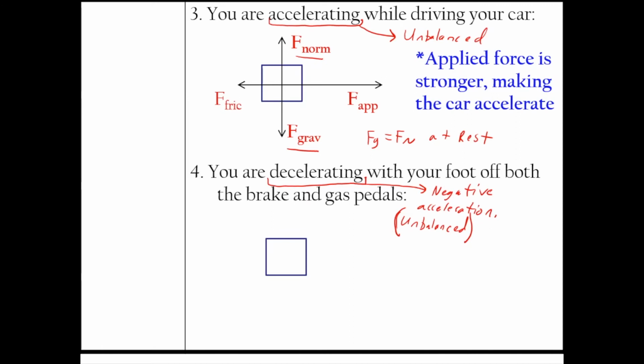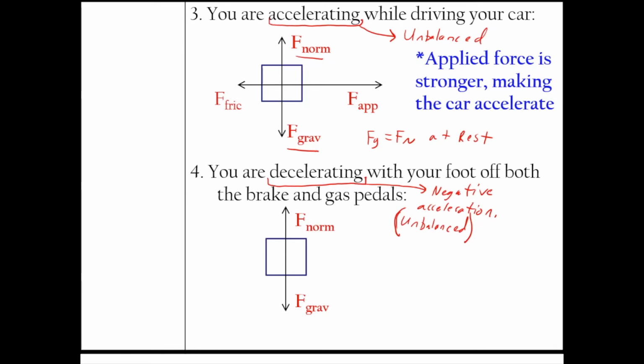Identifying our forces like we've done before, we know gravity points down. Again, this car is on the ground, it's on a surface, so we have a normal force pointing up because we're assuming that we're driving on flat ground. If we were driving on a hill, we would have a different free body diagram. But for the sake of the problem, let's keep things simple and say that we're just driving on a flat street.